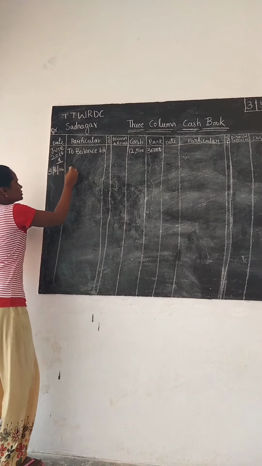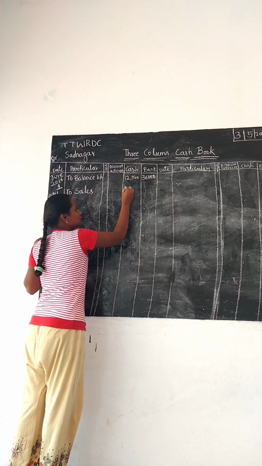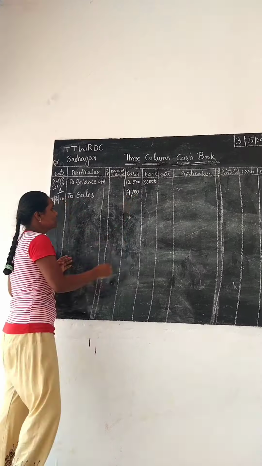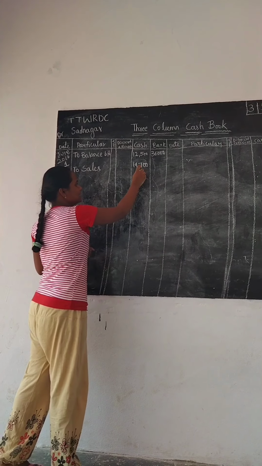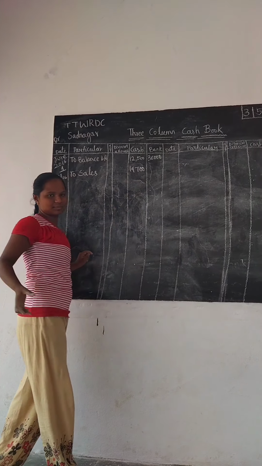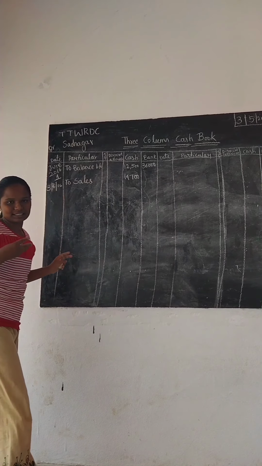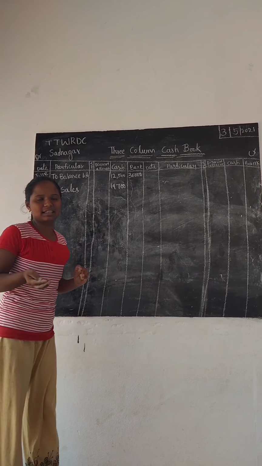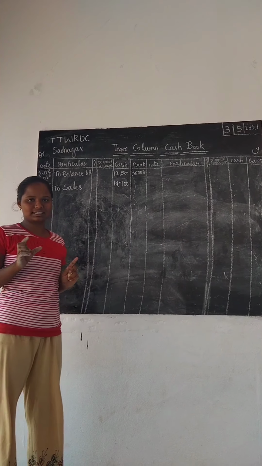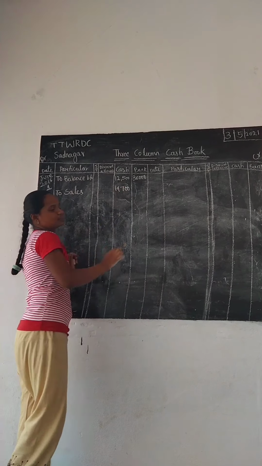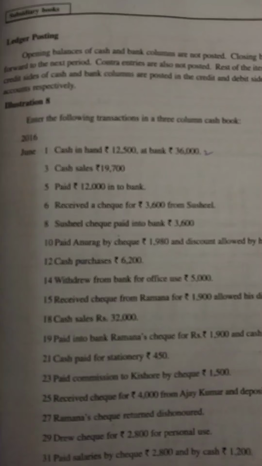Two sales. The amount is 19,700. We are entering the amount in cash column because they are selling the goods, they are getting cash, not the check. So we are writing the amount in the cash column.